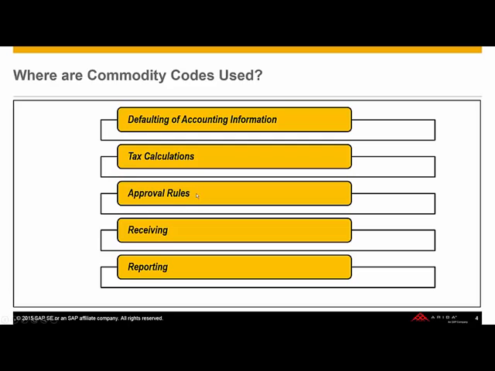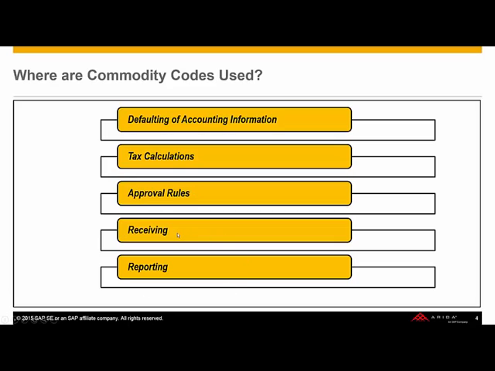The third area where commodity codes are used is approval rules. Commodity-based approvals are a quite common requirement with almost all customers. For example, if you're ordering an IT commodity, perhaps a laptop or a server, more often than not that needs to be routed for special approval to our IT team. And that's how commodities can be used to drive approvals.